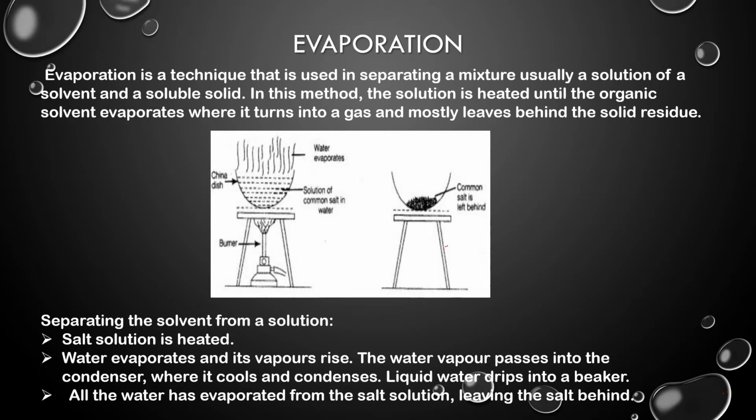The steps are: first, the salt solution is heated. Water evaporates and its vapors rise. The water vapor passes into the condenser where it cools and condenses. Liquid water drips into a beaker. The last step: all the water has evaporated from the salt solution, leaving the salt behind.